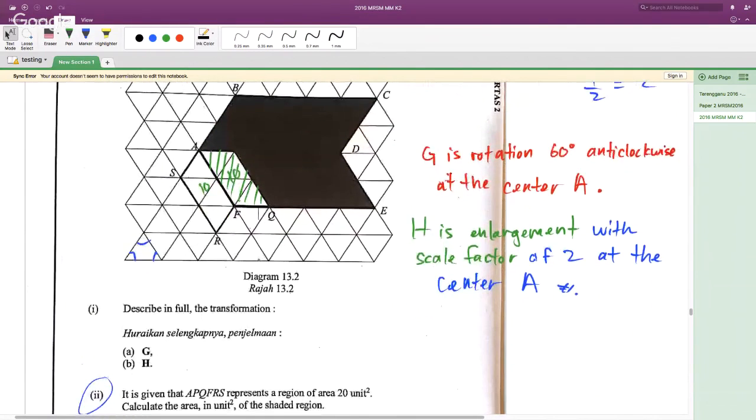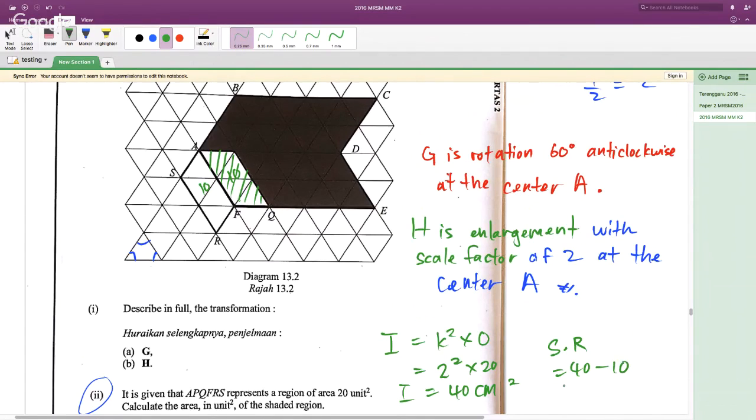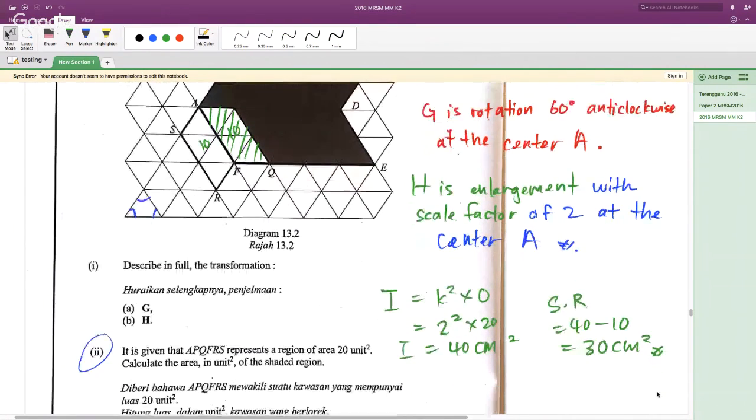And then I want to find the image. Area of image equals scale factor squared multiplied by area of object. This is just a simple formula. So with 2 squared, object is 20, I know the area of image will be 40 centimeters square. That means the bigger image, the total area, is 40 centimeters square. Here is 10, right? So the shaded region is just 40 minus 10, so it will be 30 centimeters square. You must get the idea how to find the shaded region.